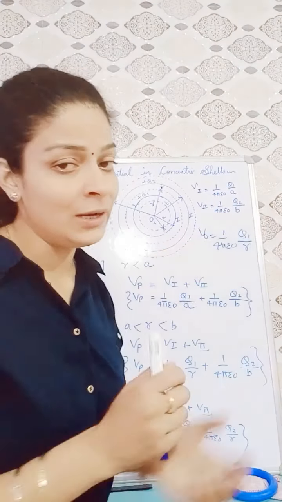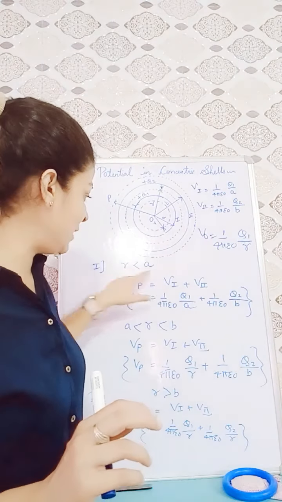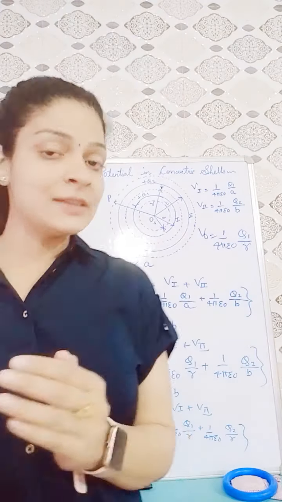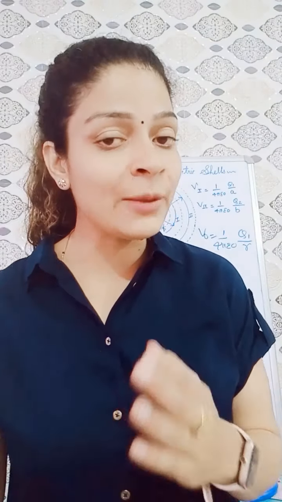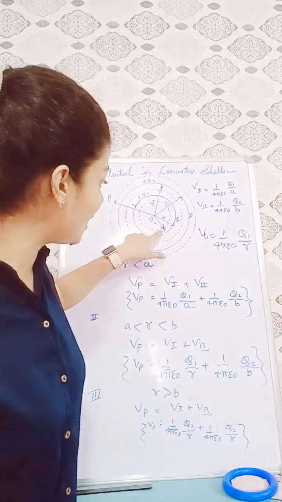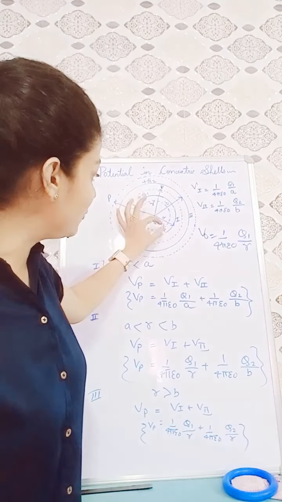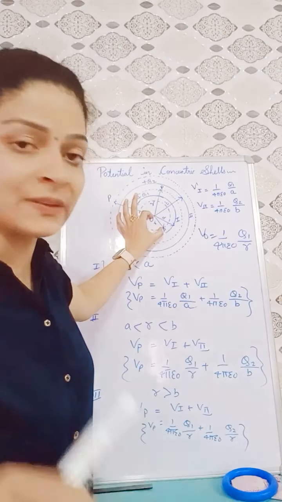Similarly, in the first case we have considered the case when r is less than a. We'll consider a point P where we'll calculate the net potential due to the two shells, and that point is inside the first shell, that is r is less than a. So we'll consider a point P inside shell 1 and we'll draw a Gaussian surface through the point P. The radius of this Gaussian surface is small r.